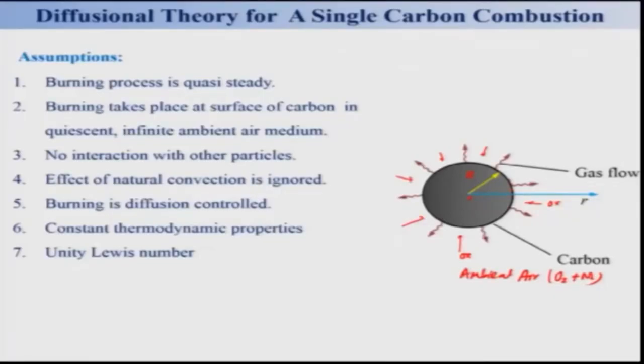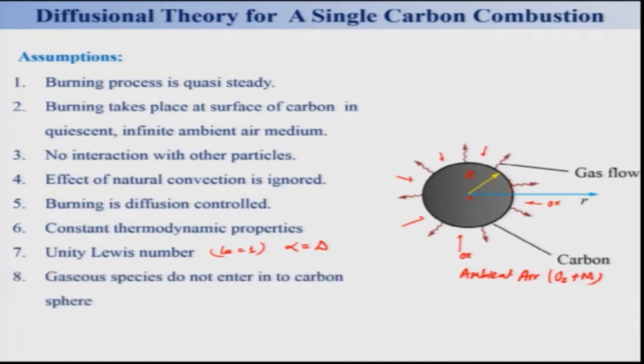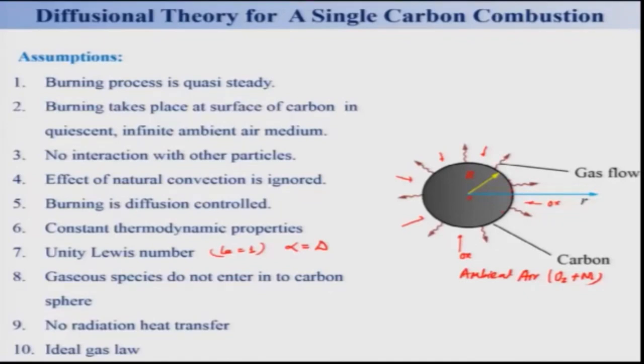And unity Lewis number, that means Le is equal to 1. To make the analysis simpler, that means thermal diffusivity alpha is equal to mass diffusivity, which is another assumption we are making. And gaseous species do not enter into the carbon sphere, as it is a non-pyrolyzing solid fuel combustion, and no radiation heat transfer is taking place, which is not the case in nature, but so that the analysis will be simpler. We will also assume the gas to be ideal, and therefore we will use the ideal gas law.